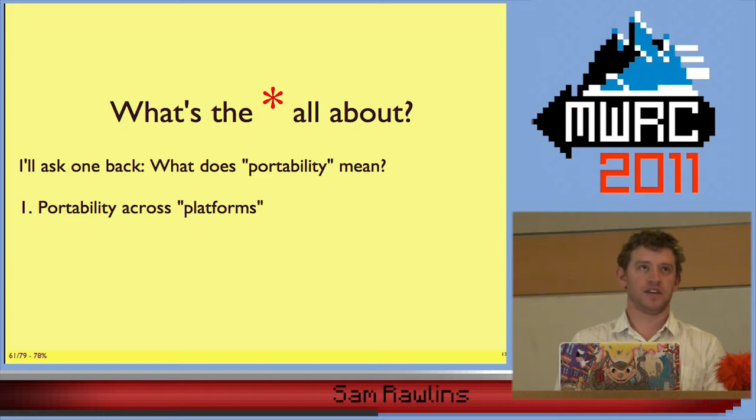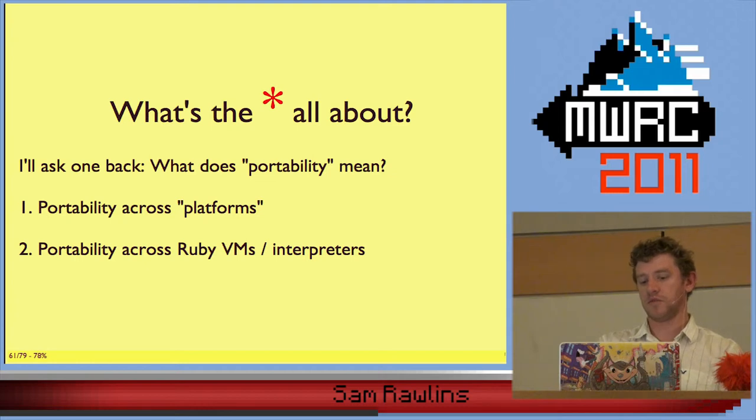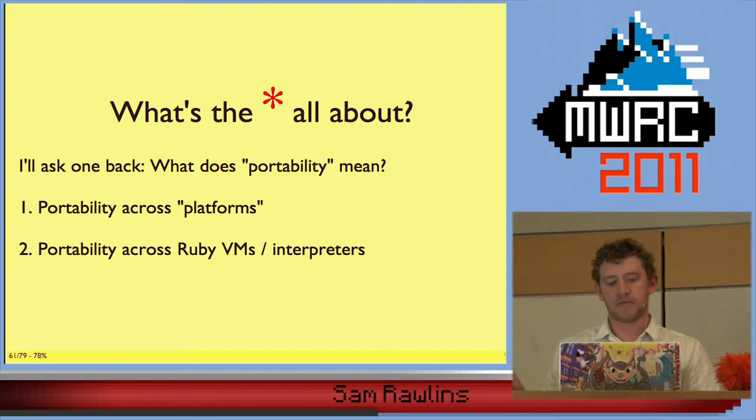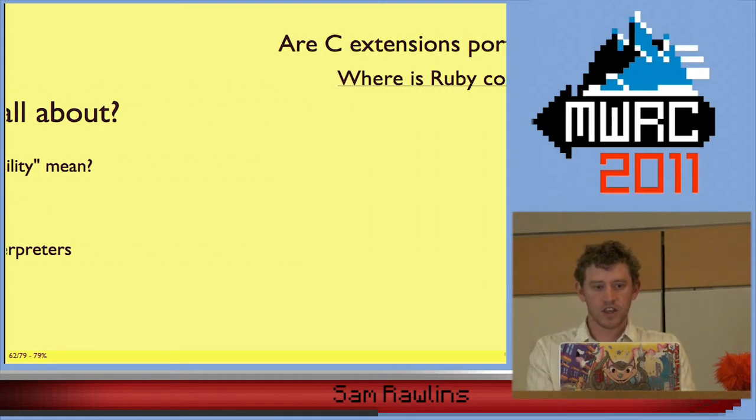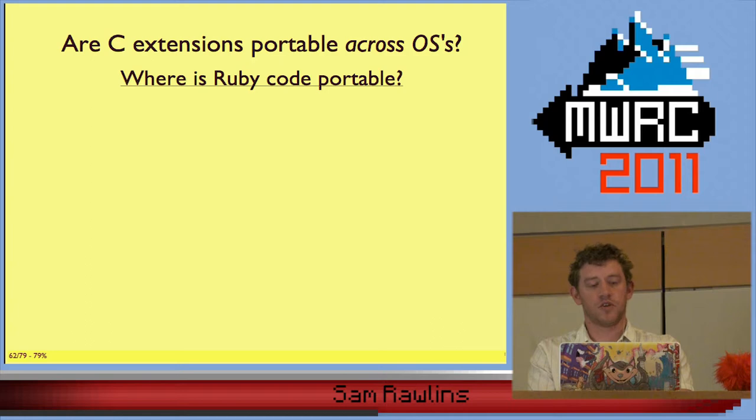We're going to define it two ways, like we did before. Portability across platforms, and portability across Ruby VMs and interpreters. Platforms is in quotes because I think that's a not so well-defined term. But I'm talking about operating systems, and in some cases, CPU architectures, like 32 or 64-bit. So, are they portable across OSs?